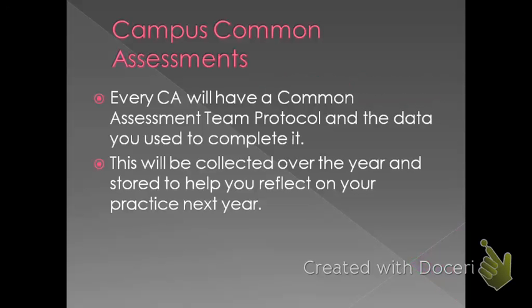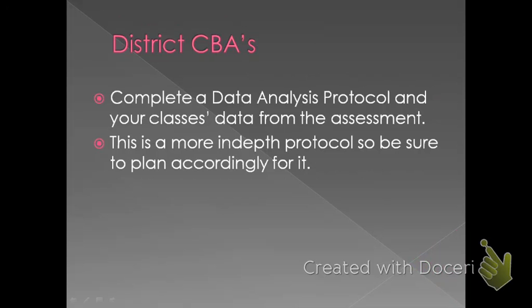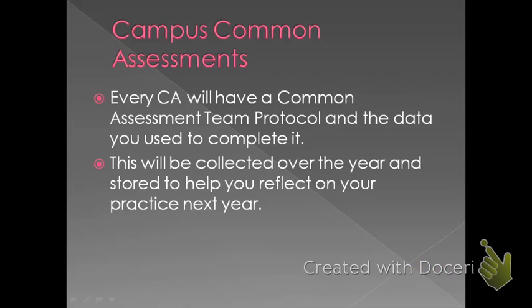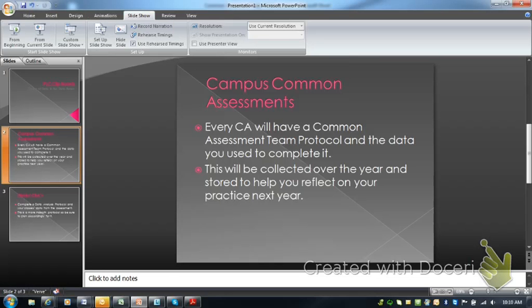Looking at your common campus assessments, these are different from CBAs from the district. You have a different thing that you've got to do. You are going to be using the Common Assessment Team Protocol Sheet, which is found in the hanging file behind my desk. You'll also need the appropriate data to complete this. So we're going to look at how to do that right now.